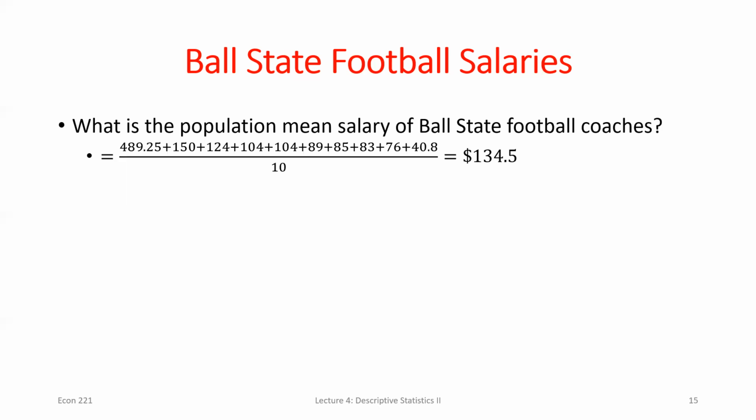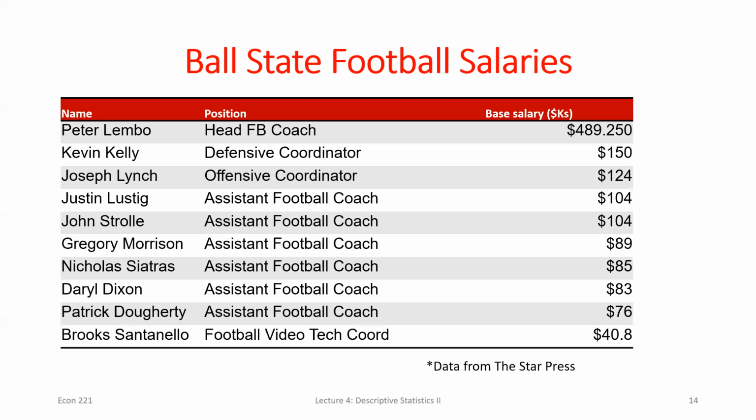Add all those up. I've got 10 coaches in that data set. I get about 134,000. Now, the interesting thing about this mean is that only 2 people are making more than that. The other 8 people are making less. The median is the number smack dab in the middle. These are the 2 middle values, so the average of those 2. So my mean is way higher than my median, which means I have a right skew distribution.